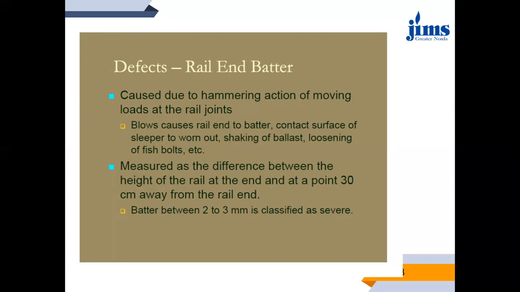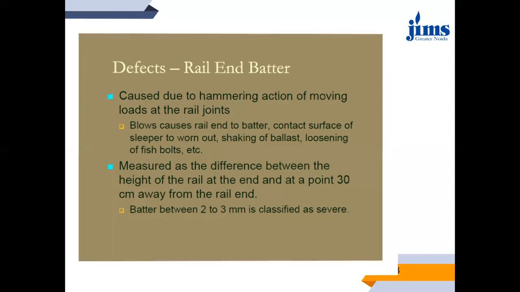The blows of that particular rolling stock which moves cause the rail end to batter, and the contact surface of the sleeper to wear out, or shaking of the ballast, or loosening of fish bolts. All these are caused by the movement of the rolling stock itself. Now, this rail end batter is measured as the difference between the height of the rail at the end and at a point 30 centimeter away from the rail end. A batter between 2 to 3 mm is classified as a severe rail end batter.